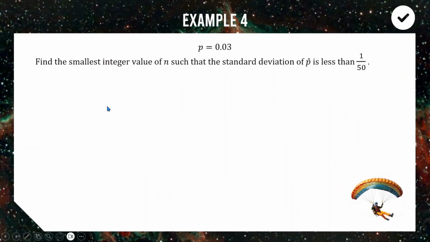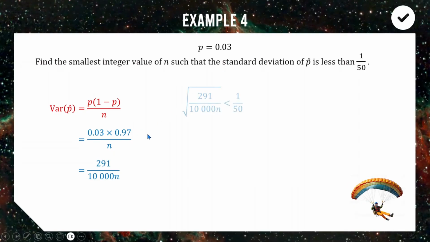Okay, starting off with our variance, because we want to find our standard deviation for this question. The variance formula once again is p times 1 minus p, divided by n. We don't know what n is, but we know what p is. So the top is 3% times 97%, divided by n. If you simplify this fraction a little bit to get the decimals out of the way, it works out to be 291 over 10,000n. Now this is our variance. So to find our standard deviation, we're going to have to take the square root of this. Standard deviation is the square root of variance.